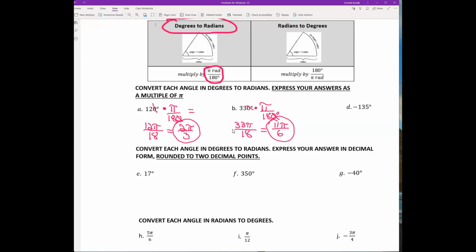Now, negative is no different. You just have a negative answer. So I got 135 times pi over 180. All right, now I got to figure out what goes into both of these. Well, 5 does. And I can do 135 by 5.